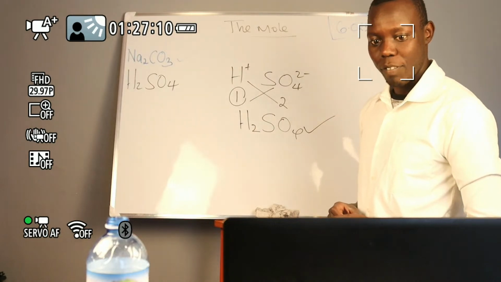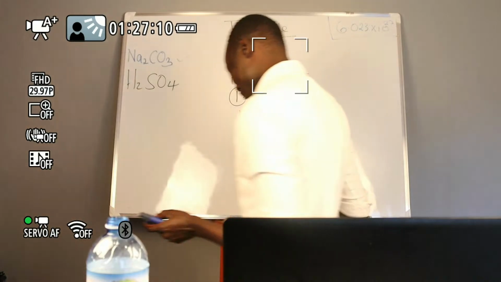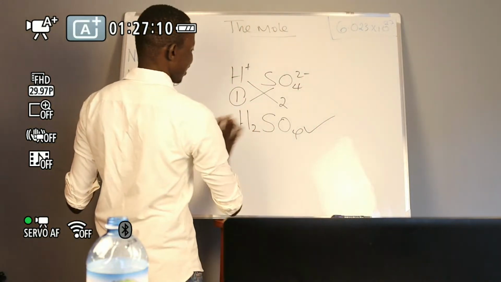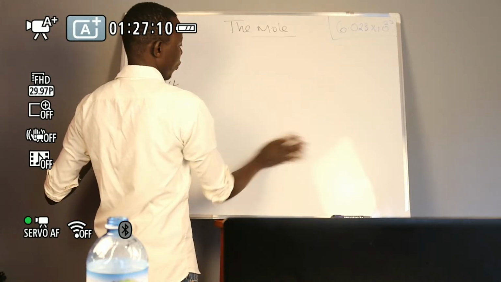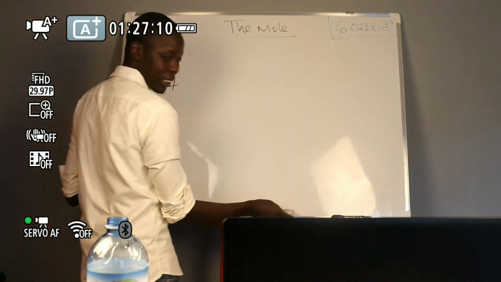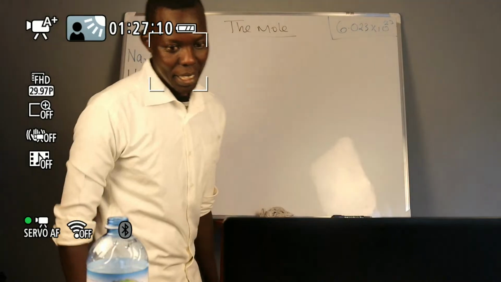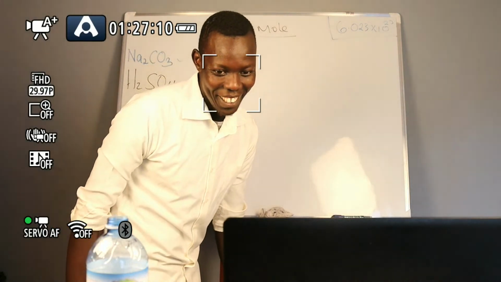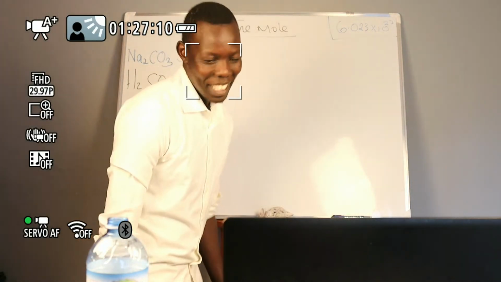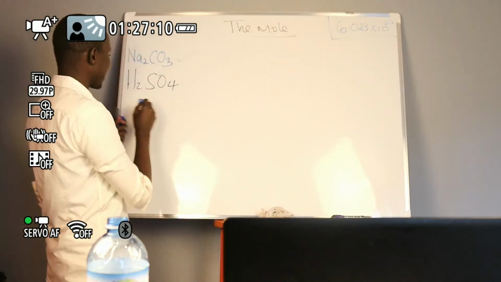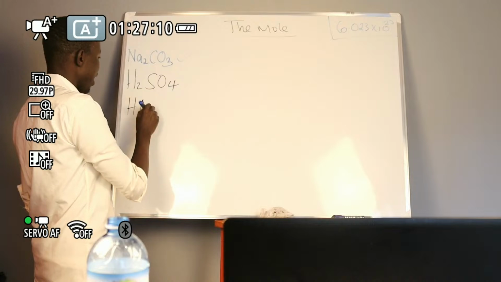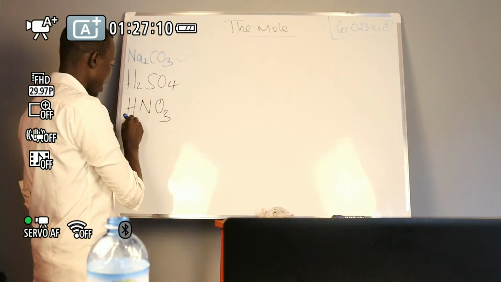Now, nitric 5 acid. Kuna mtu haya amepata ya 3. Nitric 5 acid. I will write the formula here as HNO3.